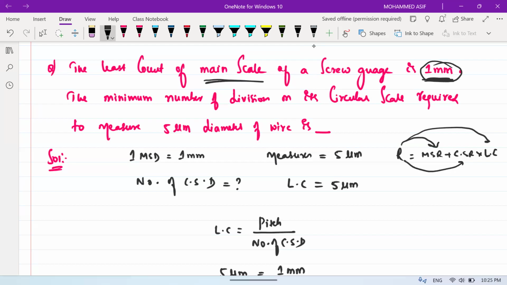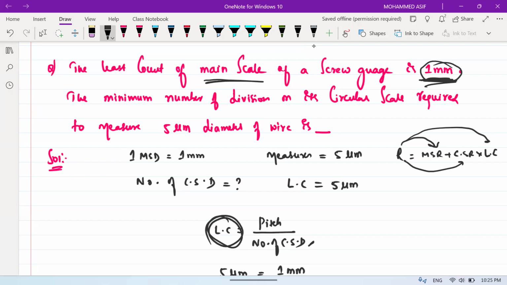And minimum number of circular divisions, n, is asked. And it is measuring how much? 5 micrometers. Measure means least count only. Why? Because least count of the main scale is nothing but 1 MSD, that is 1 mm. It is measuring 5 micrometers. When it is measuring 5 micrometers, that means the least count of that one should have been 5 micrometers only. Because pitch is already given as 1 mm in the data. It is asking the number of circular divisions. The only left out data he has given is least count.